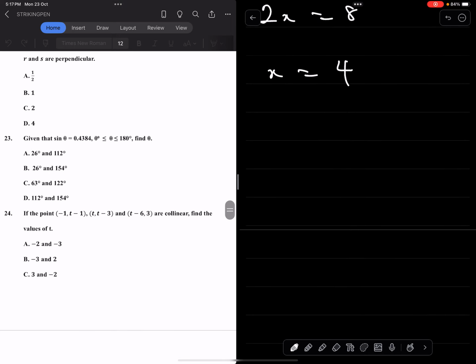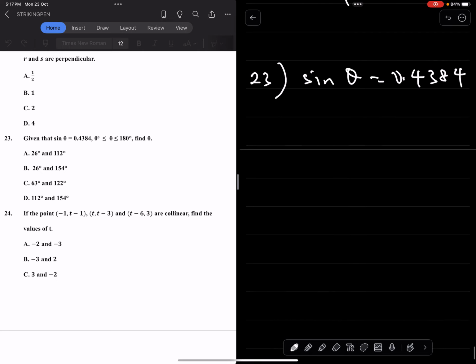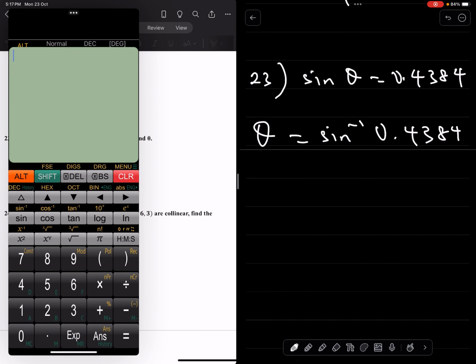We go straight to the next, which is number 23. Given that sine theta is equal to 0.4384, where theta is between 0 and 180 degrees, that means theta is going to be in the first and second quadrants. First of all, let's find theta in the first quadrant. That's going to be the sine inverse of 0.4384, and that's approximately 26 degrees.